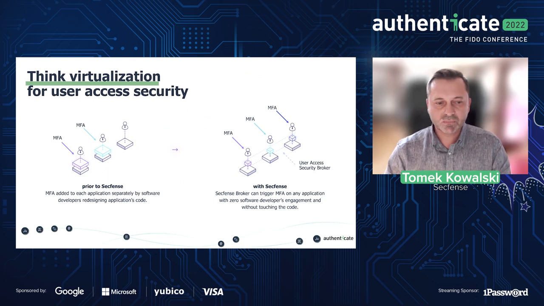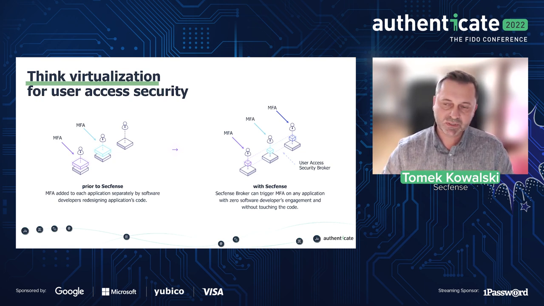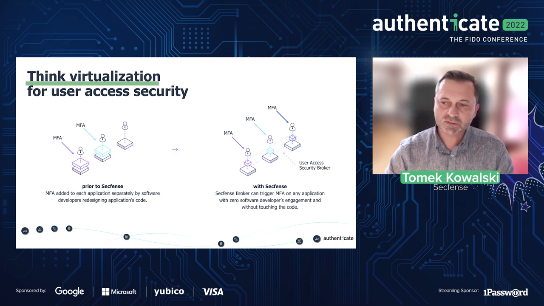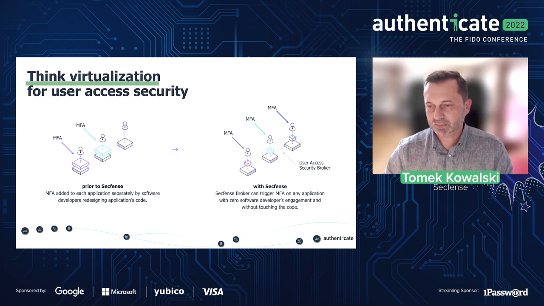Prior to the broker model, companies were forced to introduce MFA or 2FA methods one by one to the applications by interfering with their code. But with the broker architecture, we can spread a virtual layer between users and the applications, and everything done in terms of user and application security is done on the go on this particular layer.